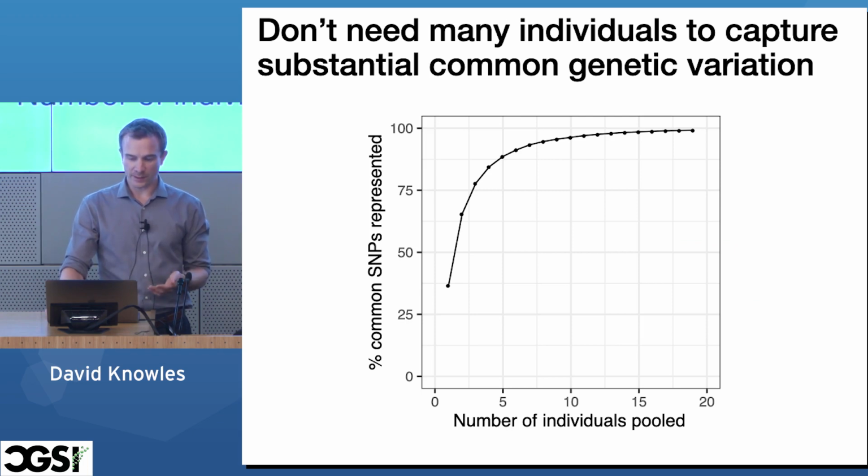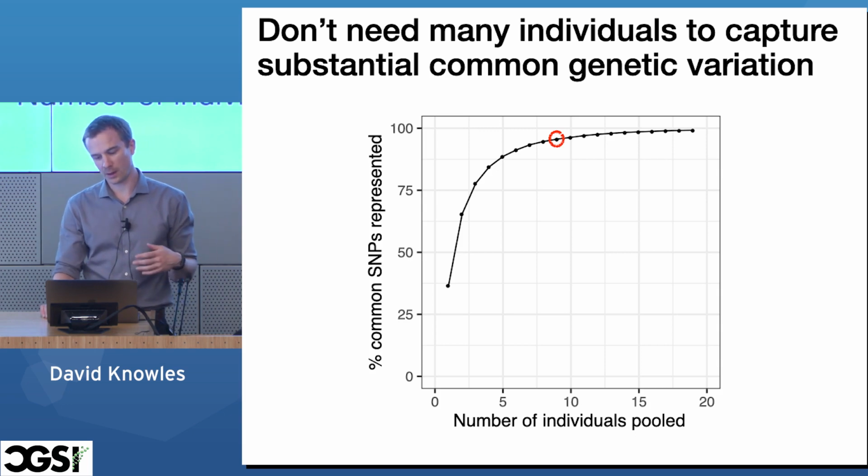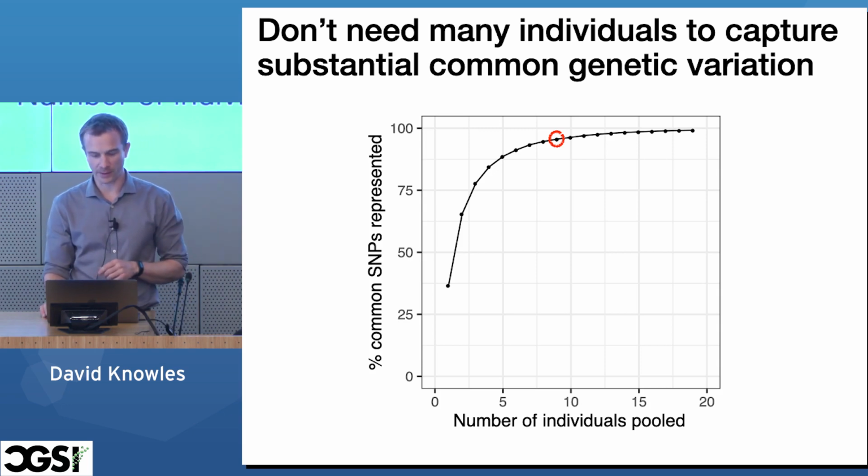One of the other reasons, apart from controlling technical variation across individuals, that the pooling approach is appealing is you actually need a surprisingly small number of individuals to capture a lot of common genetic variation. This plot is based on data from GTEx. If you pool just 10 individuals, you already represent around 95% of common SNPs, where I'm defining common as higher than 5% minor allele frequency. The data I'm going to be showing you is at this point on this graph with 9 individuals pooled.